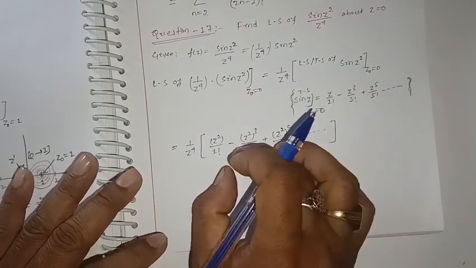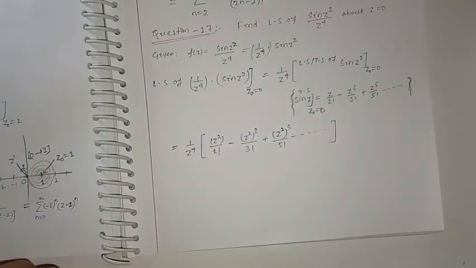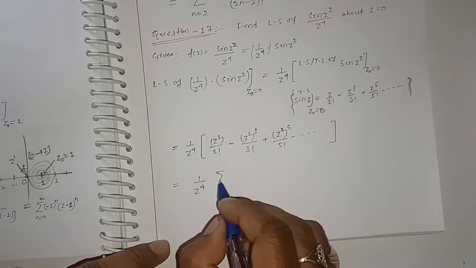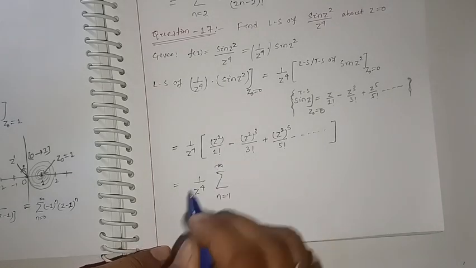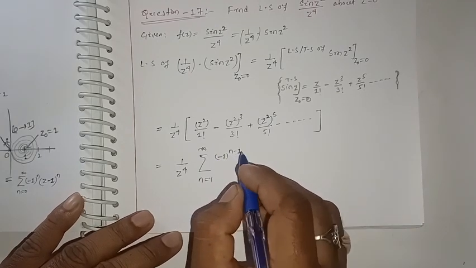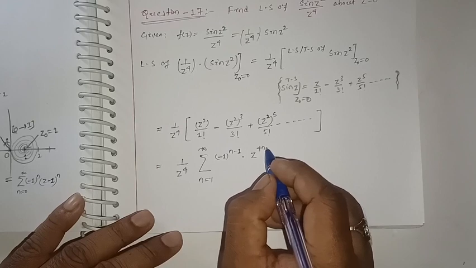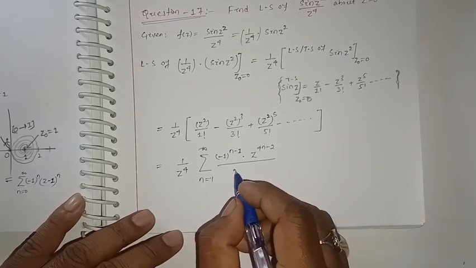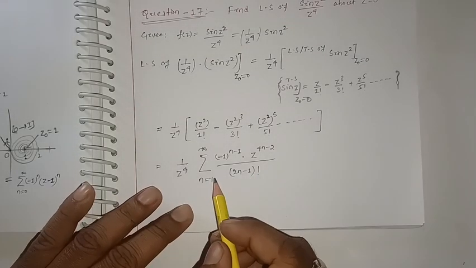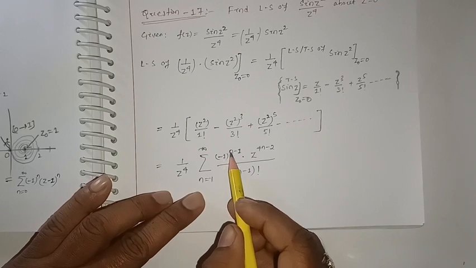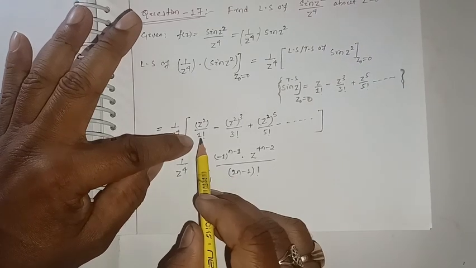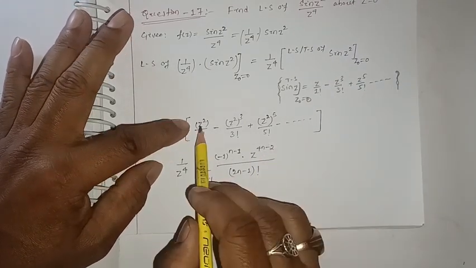If you want to write this series in summation format, it will be 1 by z to the 4 whole into summation over n equal to 1 to infinity of minus 1 to the power n minus 1 into z to the power 4n minus 2, whole divided by 2n minus 1 factorial. If you want, you can match. Consider n equal to 1: minus 1 to the 0 means plus, 2 minus 1 is 1, so 1 factorial, and 4 minus 2 gives z to the 2. Got it?